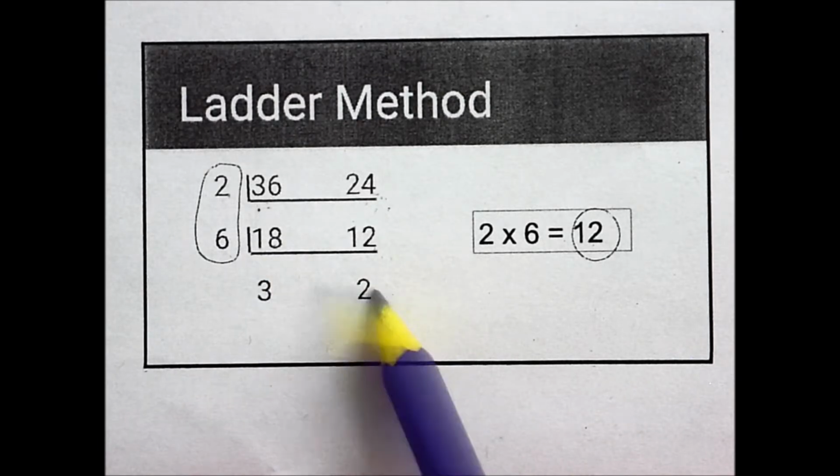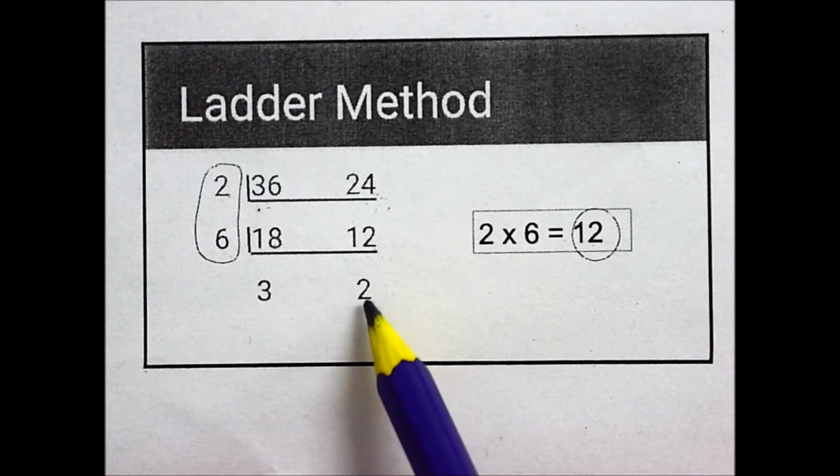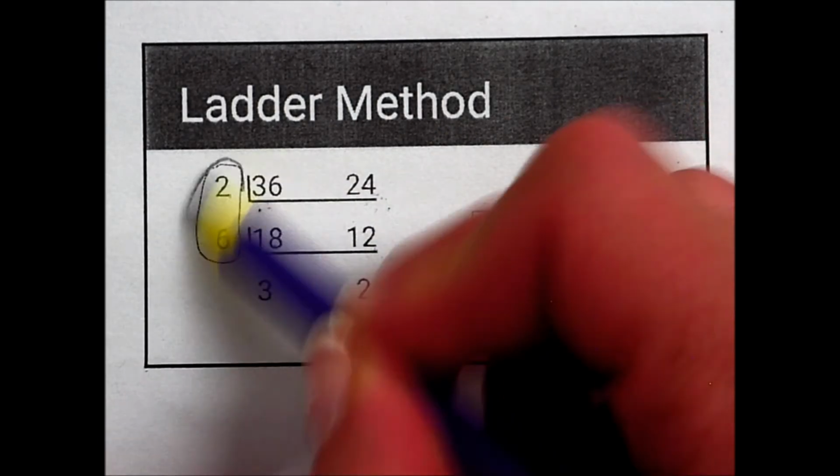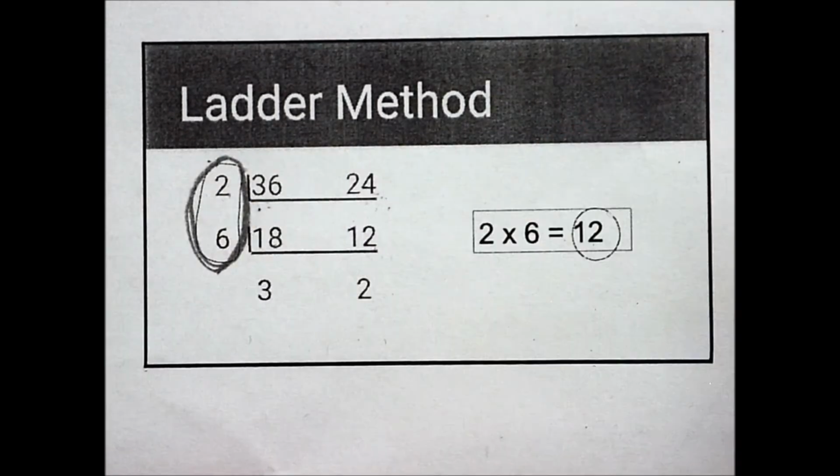Both of these are prime. There's no other factor that I can pull from these two. So then I circled the 2 on the side, and I'll multiply those two together. 2 times 6 is 12, and so the GCF equals 12.